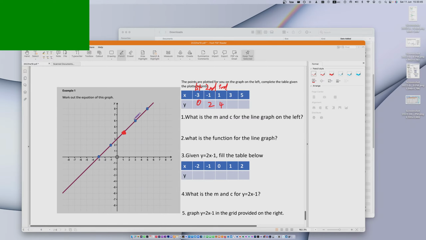When it's 3, what's this point? 6. Yes. When it's 5, 8. Very good. That's how you read. Not very hard, right? So therefore, next how do you get the m?